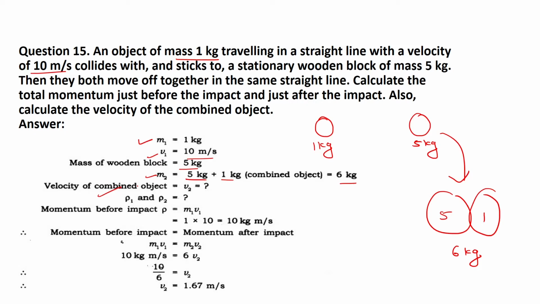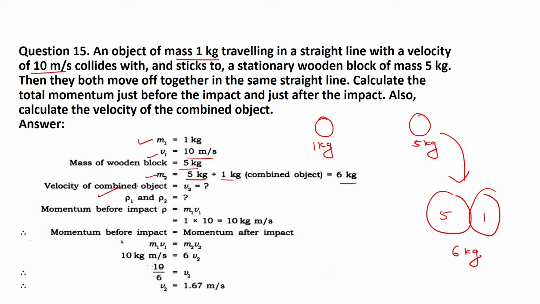So momentum before the impact is mass multiplied by velocity. The mass of this object is 1 kg and its velocity is 10 meter per second. So the momentum P1 is equal to 10 kg meter per second. The second object is stationary, so it will not have any momentum.